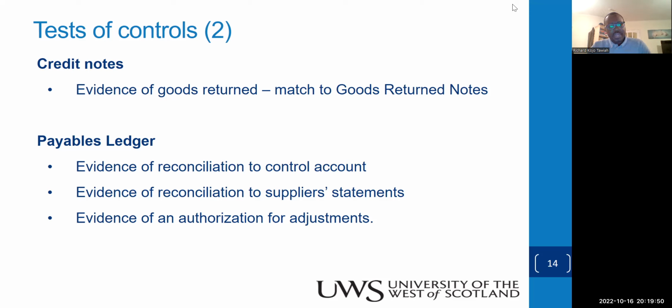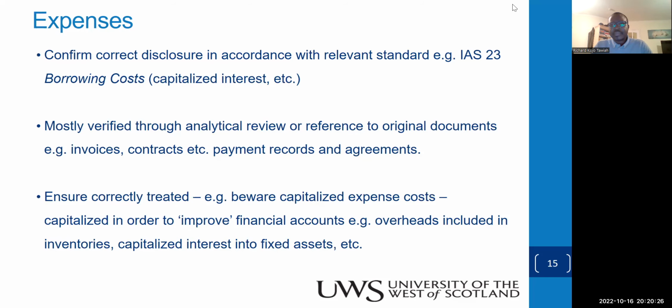Check the payables ledger, reconcile the ledger to the control account. Suppliers will always have their statements to tell you that this amount of goods was dispatched to Richard. He paid this amount. We issued a credit note because of the goods he returned. Check their statement to yours, to your balances, whether it's your control account or your final accounts, and make sure they jive. Is there any authorization? Maybe there's been some addition, some subtraction, some adjustments. Who authorized them?